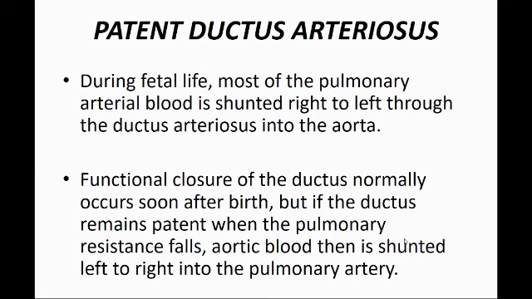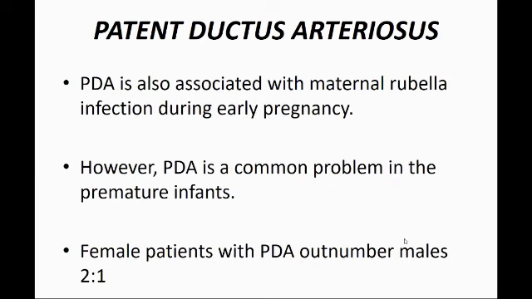So we know that among the TORCH infections, PDA is associated with maternal rubella infection. It is also more common in premature infants and also in female patients, where the female to male ratio is 2:1.